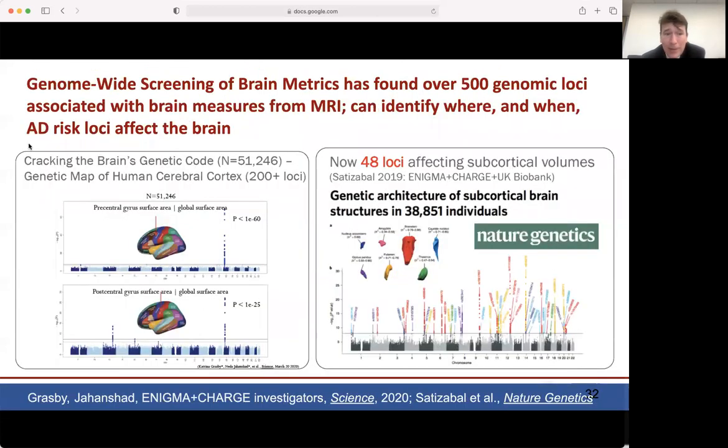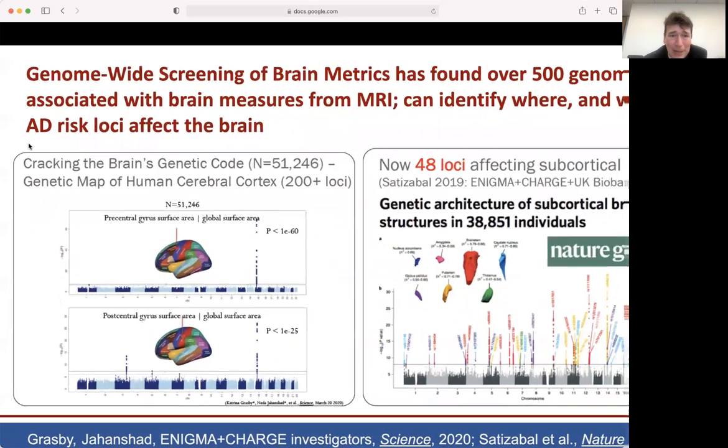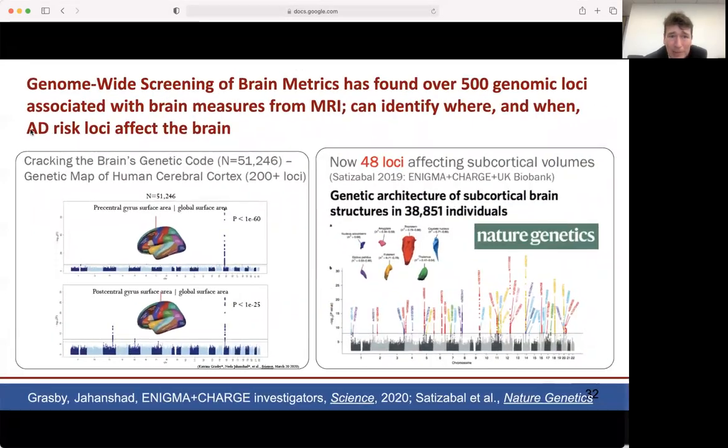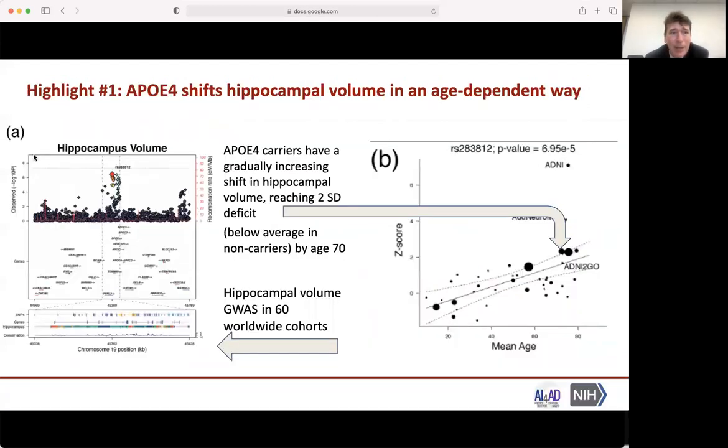This could also be applied to measure any part of the brain structure or function in an image. If you travel around the cortex now, a little over 200 genetic loci have been discovered that influence the thickness and surface area of these different parts of the brain. A little over 40 loci have been discovered that affect the volumes of subcortical structures. And a lot of interesting science has come of this.